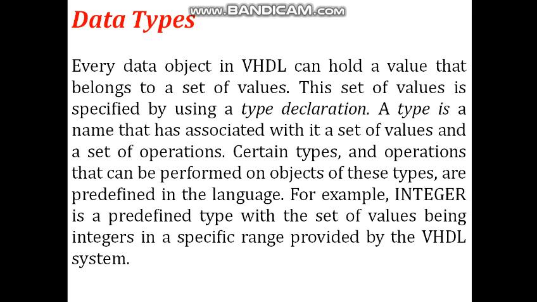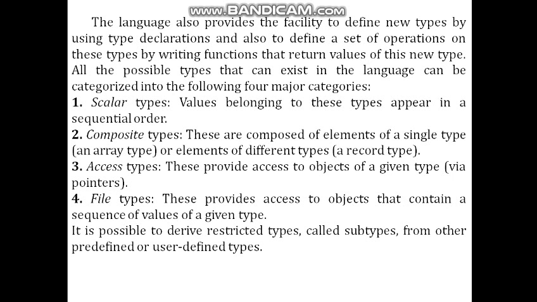All the possible types that can exist in the language can be categorized into the following four major categories. First is the scalar type, another is the composite type, third is the access type, and fourth is the file type. Scalar, composite, access, and file type.